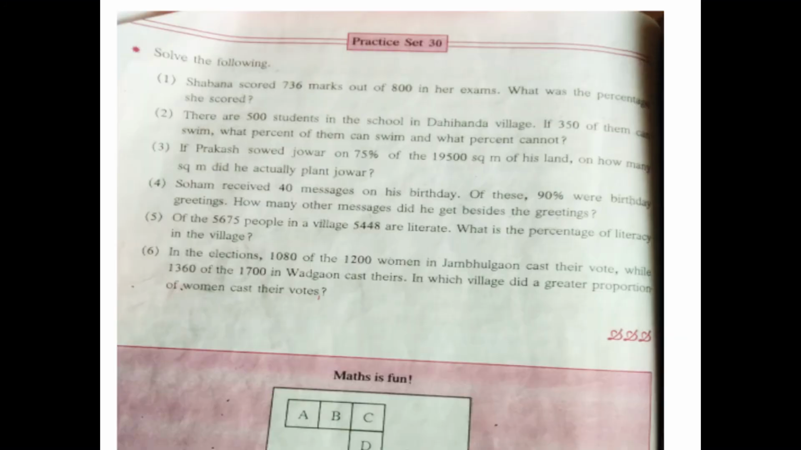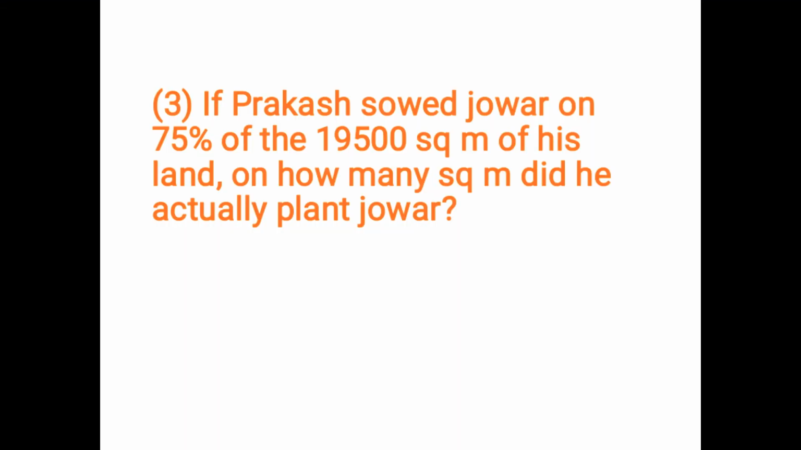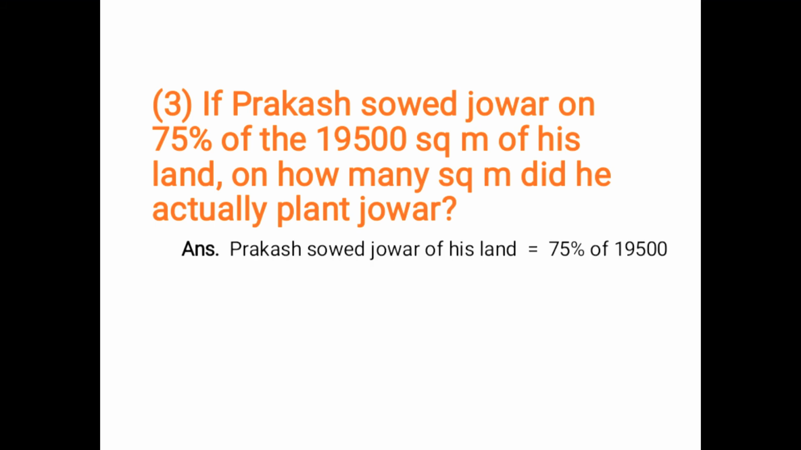Now I will do the next sum. If Prakash sowed jawar on 75% of the 19,500 square meter of his land, on how many square meter did he actually plant jawar? First we will write the statement. Okay. Prakash sowed jawar on 75% of 19,500 of his land. So this is given.